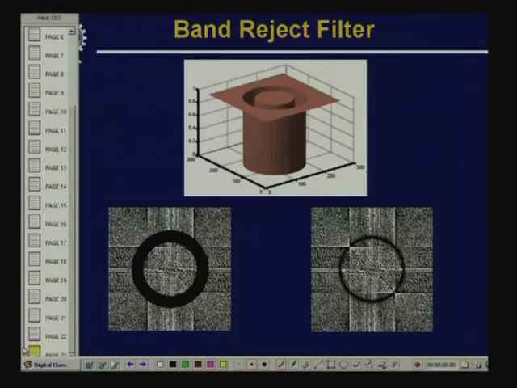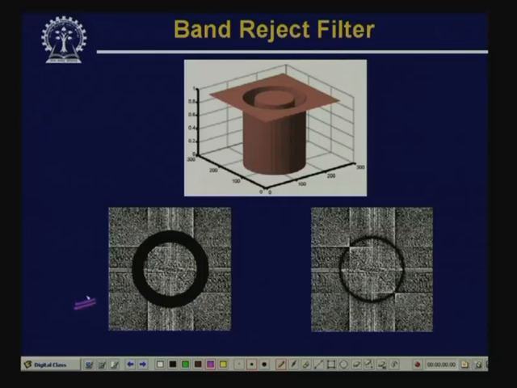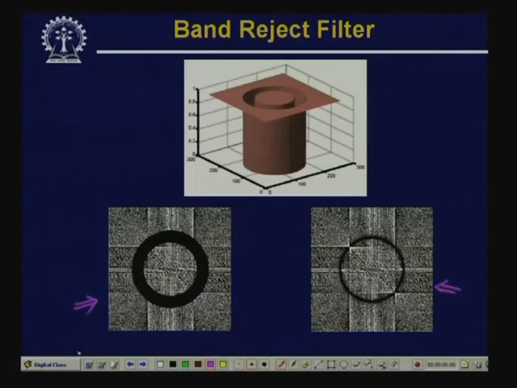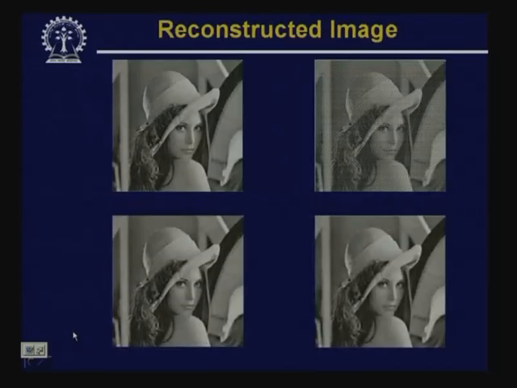On the left I have an ideal band reject filter, and on the right I have the corresponding Butterworth band reject filter. By using this band reject filter, we are removing a band of frequencies from the Fourier coefficients corresponding to the frequency of the noise. After removal of these frequency components, if I go for the inverse Fourier transform, I get back my reconstructed image, and that is what we get in this particular case.